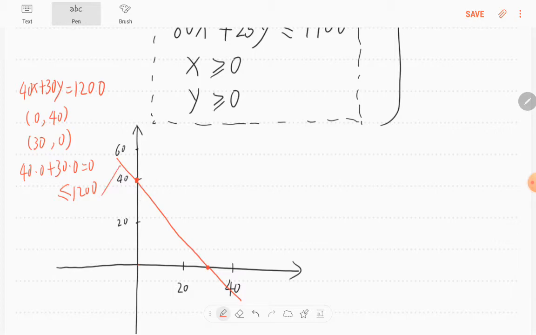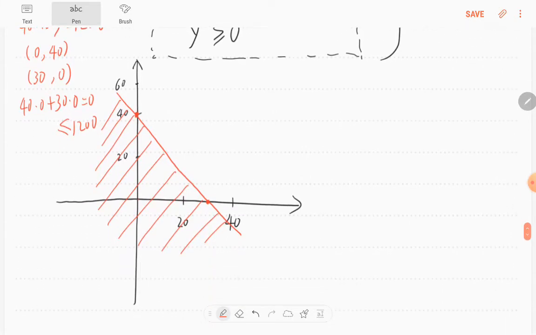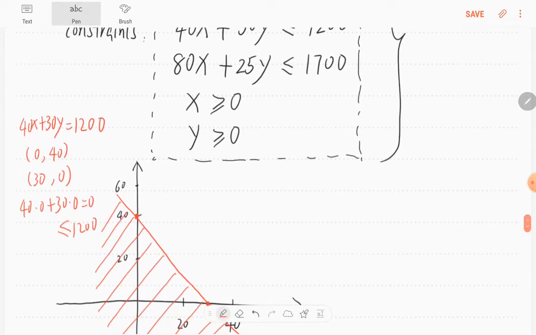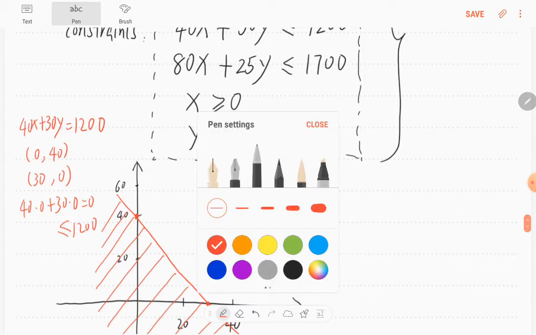So the region less than or equal to 1200 is this part, below this half plane, below this line. And the line is included because of the equal sign. Okay, so now let's look at the second one, and we use another color, blue.